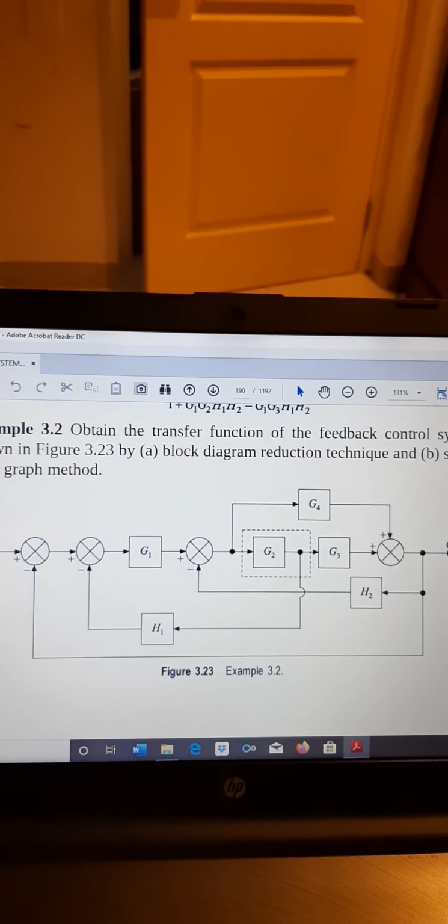Yes, so here, as you can see, we moved the branch to here, so we are multiplying with G2 and the previous H1. Now here you can see that these two are in cascade, so you can just multiply them, so that you can see in the next diagram.